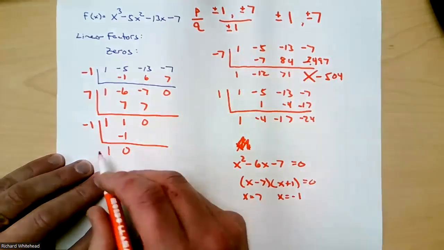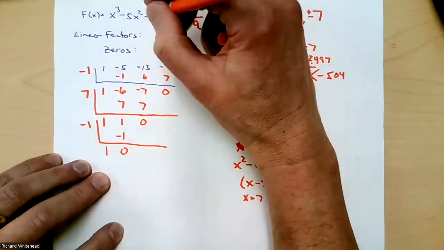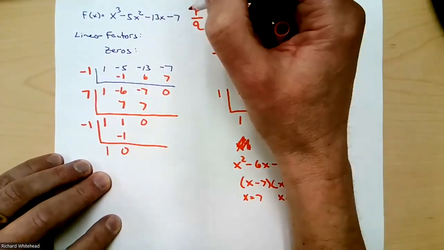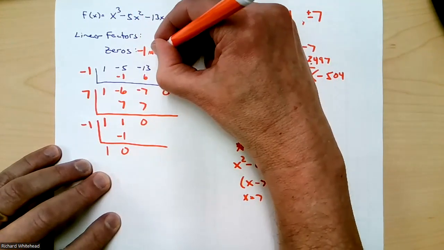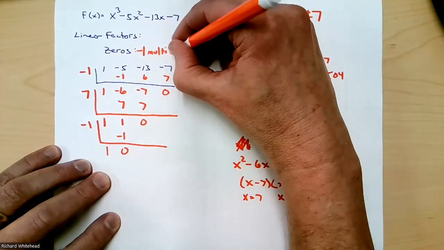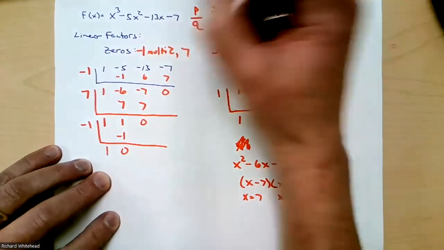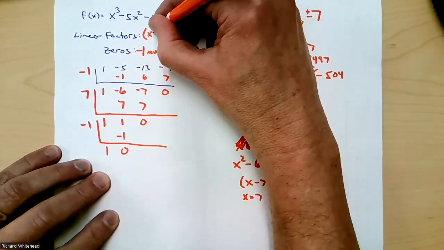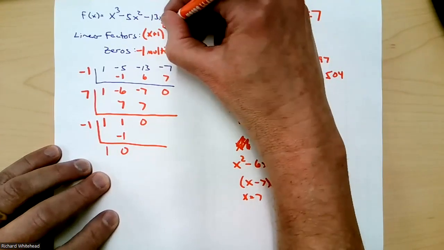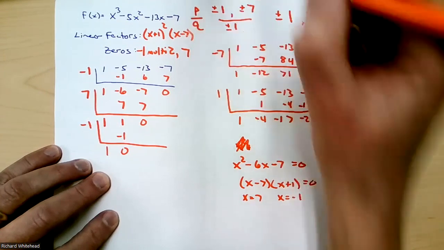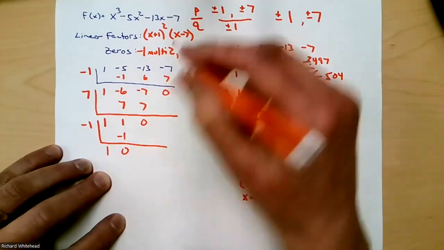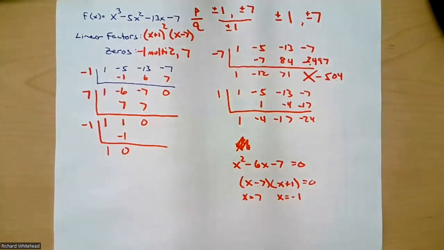And it's positive in front, so I don't have to worry about a negative in front. So let me see, I've got -1 twice. So -1 multiplicity 2, and then I've got 7 once. So -1 makes X plus 1 squared because it's multiplicity 2, and 7 makes X minus 7, and it's only 1 time. So we just leave it like that.